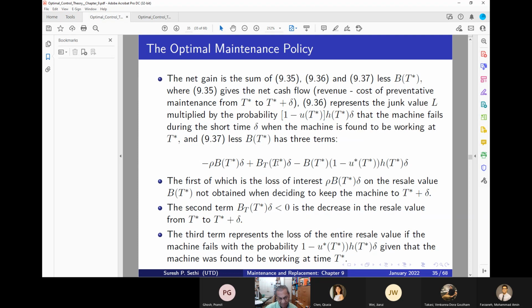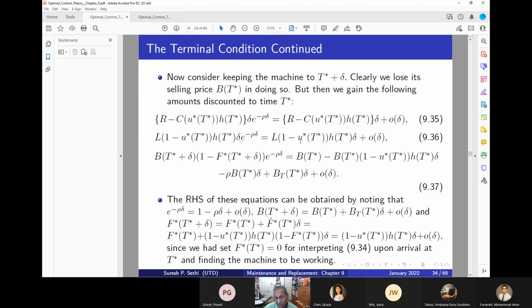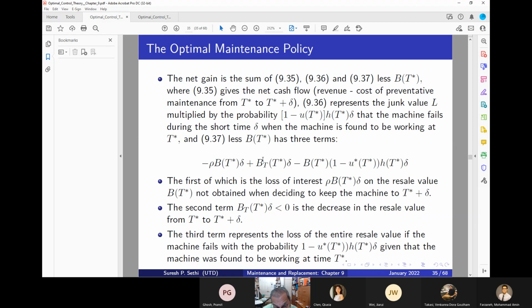What is the second term? The second term says that the value of the machine decreased from T star to T star plus delta. And the decrease is exactly B sub T at T star times delta, because B sub T is the rate at which the machine is declining at T equal to T star. And I multiply by delta. So that is the decrease in the resale value. And it's negative. So I'm losing this. Okay, so I lost this one, I lost this one. This is negative. You see, it's less than 0 because B sub T is less than 0.